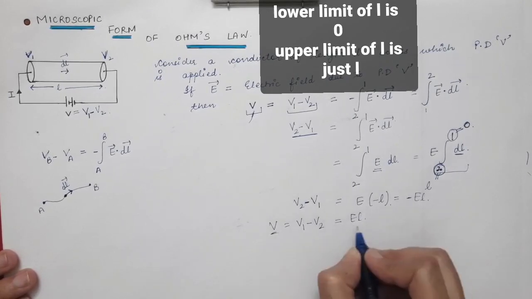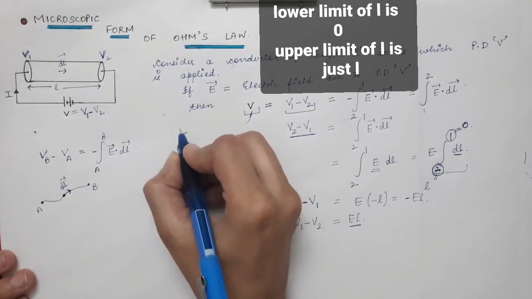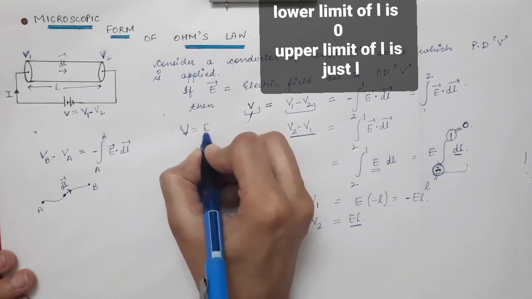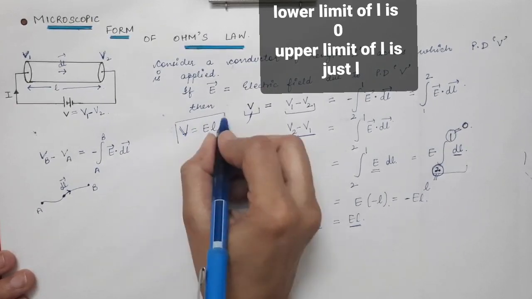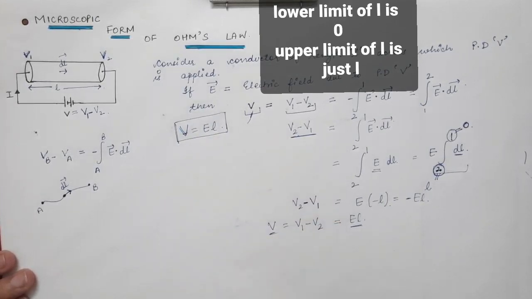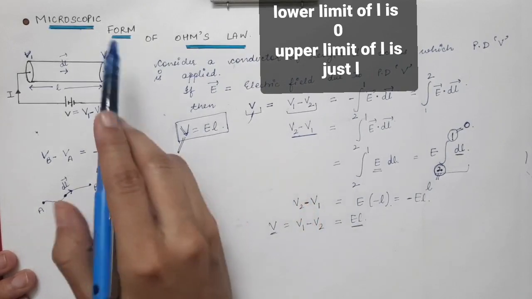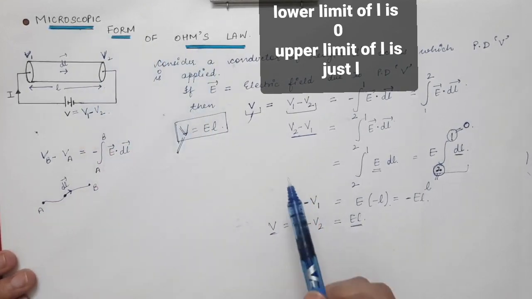So V has come out to be equal to E into L in this case. So V is equal to E into L. So this formula you have already done. You already know this formula when we have a uniform electric field. So from here now we are going to find the microscopic form of Ohm's law.